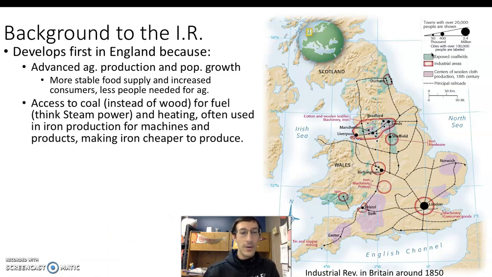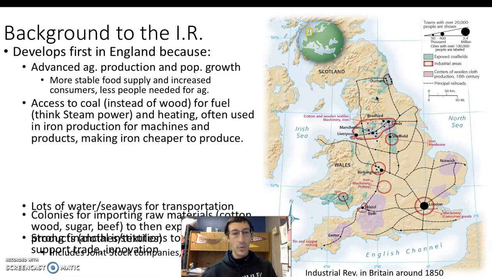Also, as we said, access to coal instead of wood for fuel, and also the initial, or what will eventually become, steam power, is the main source for producing things of steel and iron. In order to make better products a lot more efficiently, especially when the machines can do it with steel and iron much faster than human hands can, which makes it cheaper to produce, more affordable. Thus, people are going to start buying more.